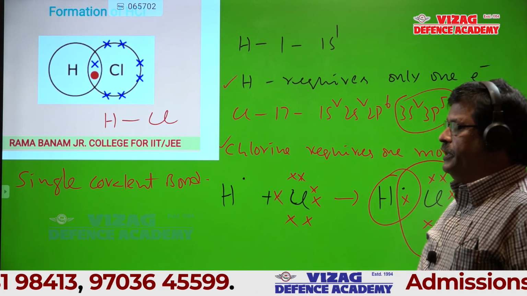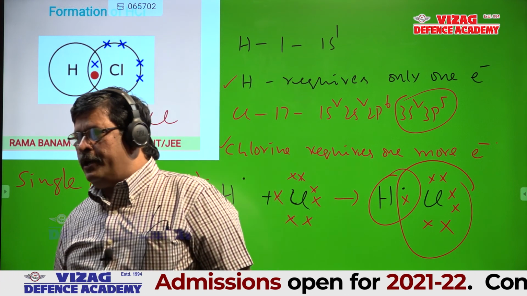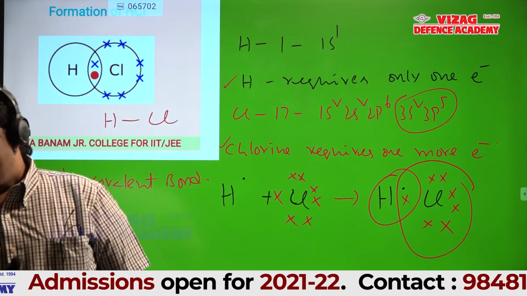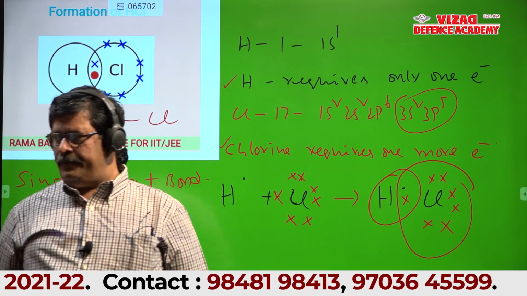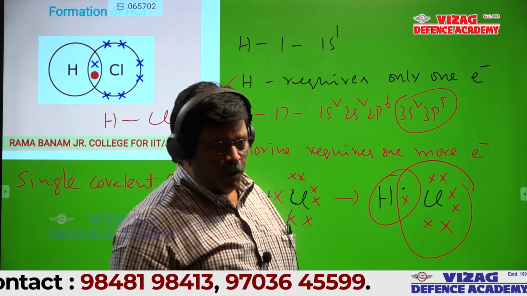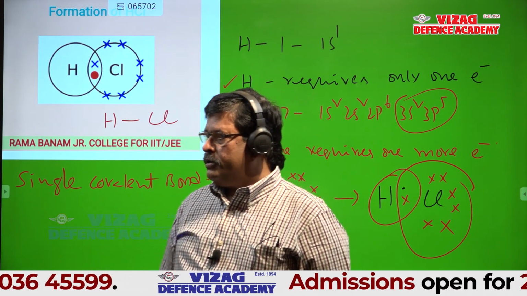Chlorine, atomic number 17. To write the configuration, I've already written that on the board: 1s2, 2s2, 2p6, 3s2, 3p5. We'll add one more point here. Chlorine requires one.